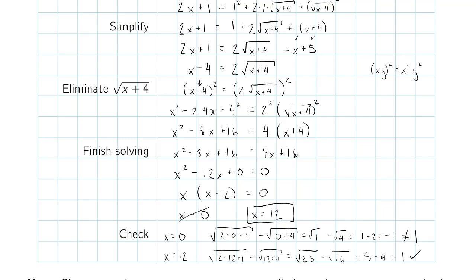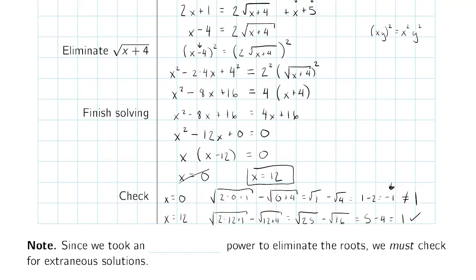And notice, this number is the opposite of what I wanted to see. X equals 12 is a solution. X equals 0 was an extraneous solution. Since we took even powers to eliminate the roots, we had to check for extraneous solutions. And in fact, we found one and threw it away.